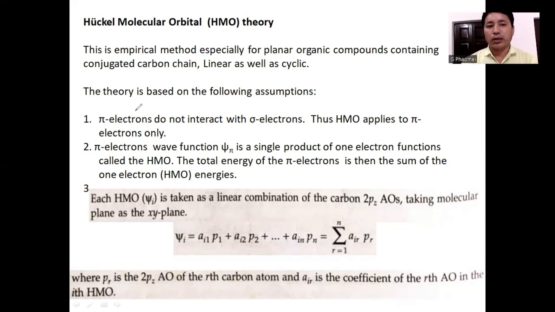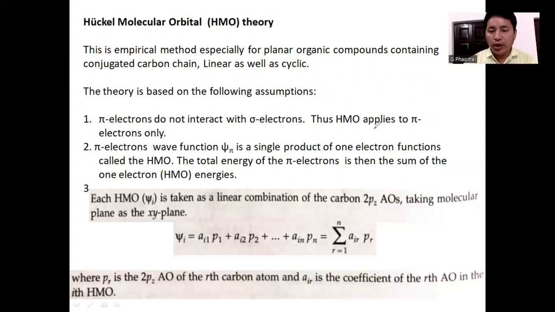Number one, pi electrons do not interact with sigma electrons. Thus, Hückel molecular orbital theory applies to pi electrons only. Therefore, you can apply these rules of this theory to the pi electrons only. And the pi electron wave function is a single product of one-electron functions called the Hückel molecular orbitals. And the total energy of the pi electrons is then the sum of the one-electron Hückel molecular orbital energies.